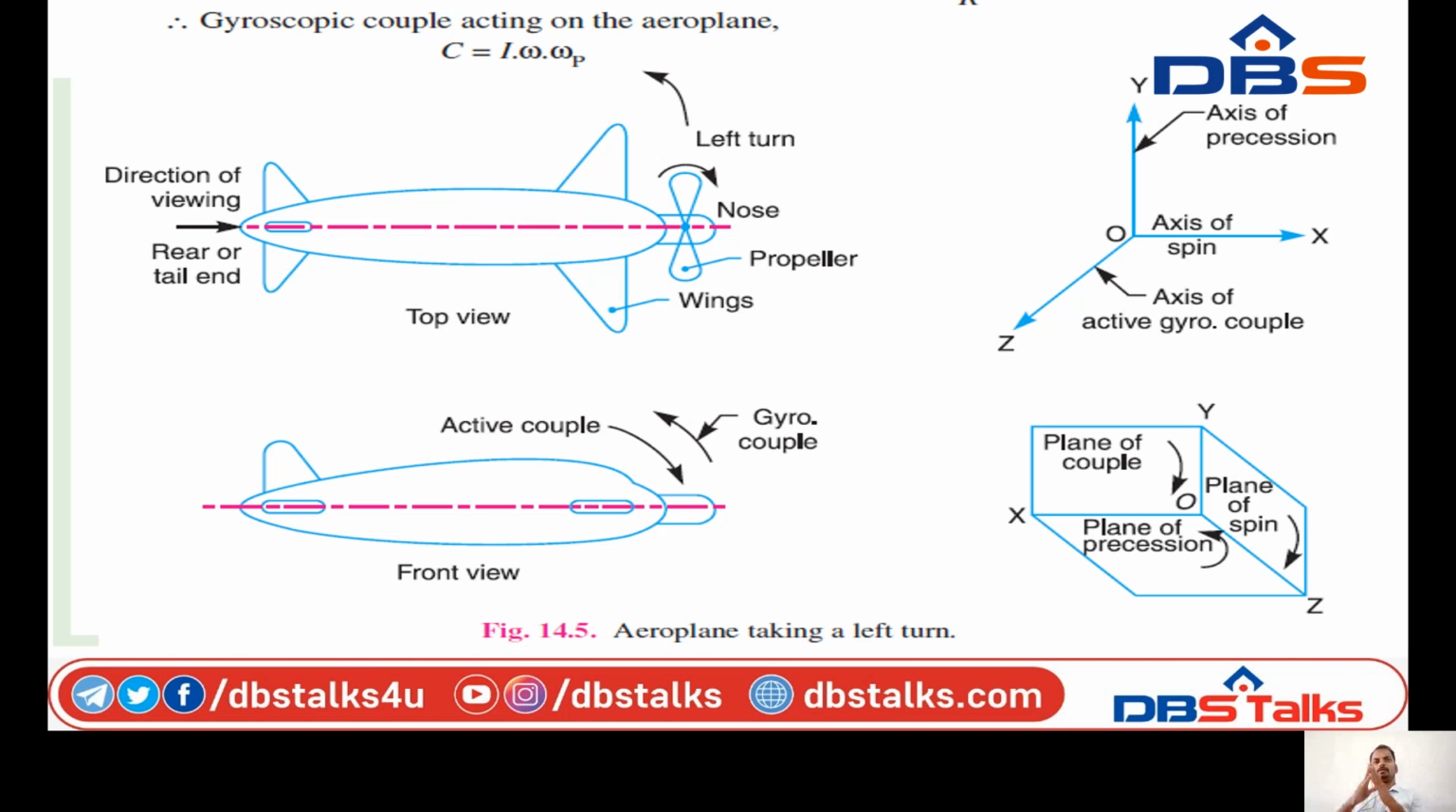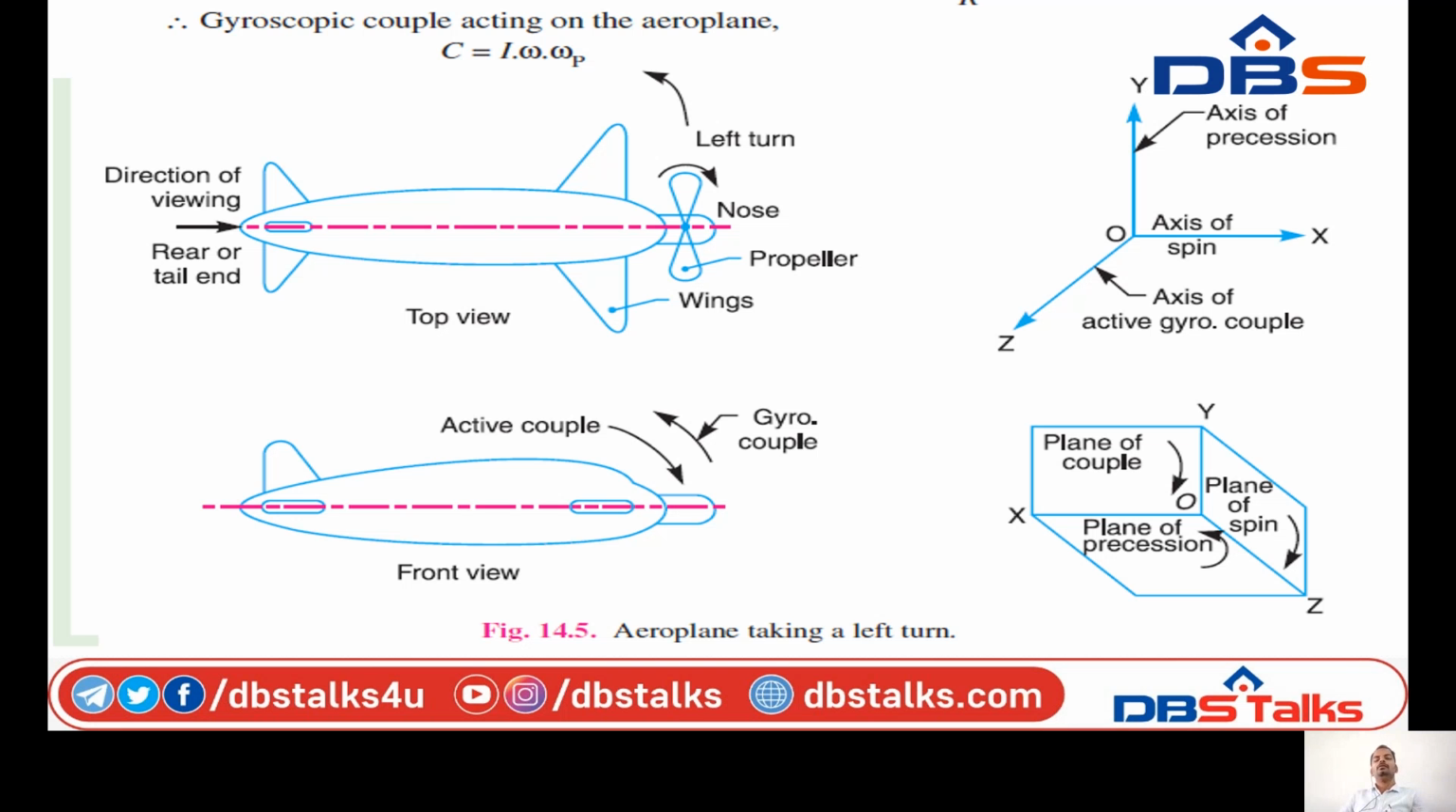In the same way, for the other case, the propeller is rotating in the anti-clockwise direction when we view from the tail end. So previously the propeller was rotating in the clockwise direction. Now the propeller is rotating in the anti-clockwise direction. So further we can change the conditions: for the aeroplane taking a left turn, the reactive gyroscopic couple will dip the nose and raise the tail. So based on the direction of rotation of the propeller, we have to address the conditions like this.